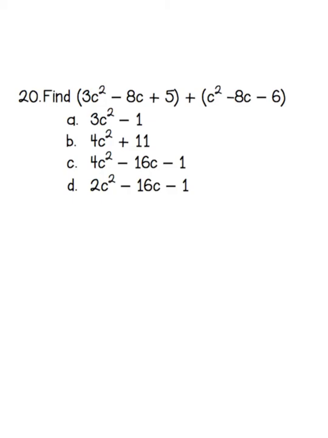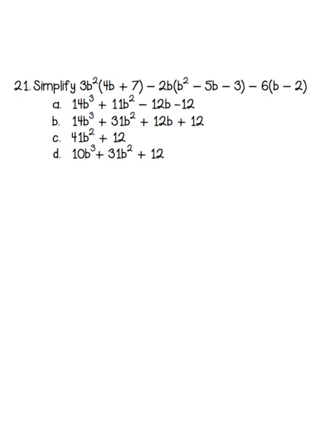For problem 20, I will just be combining my like terms because it is a plus sign here, so there's nothing special I need to do. So in blue, I've got my c squareds. 3c squared plus c squared is 4c squared. Here in red, I've got just c to the first power, so negative 8c plus another negative 8c is a negative 16c or minus 16c. And then in the black here, we've got 5 plus negative 6 is a negative 1 or a minus 1. So that will leave me with the answer of C.